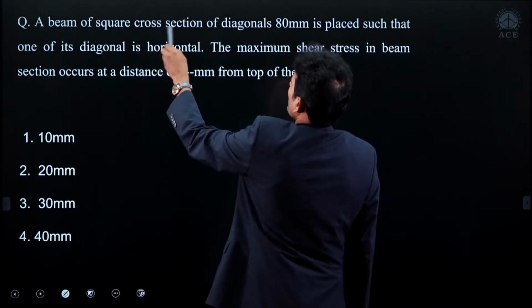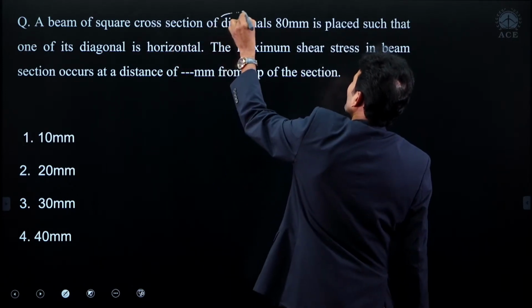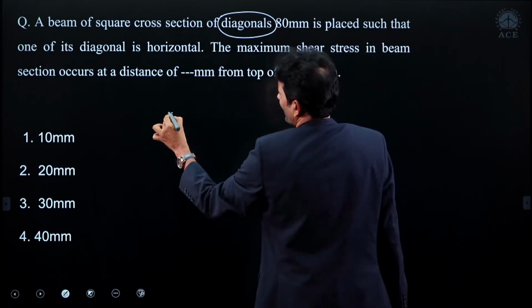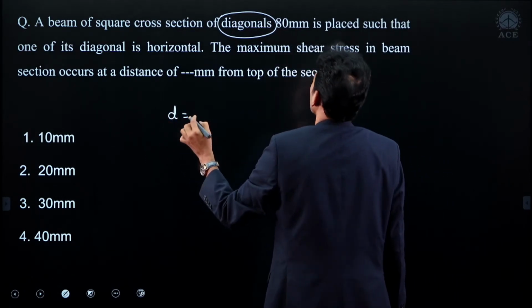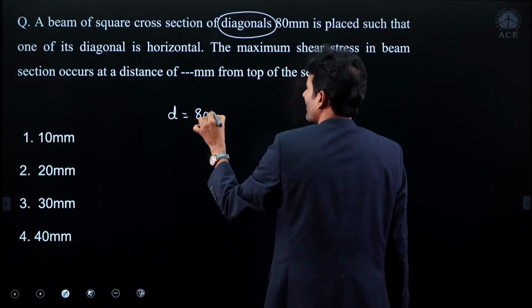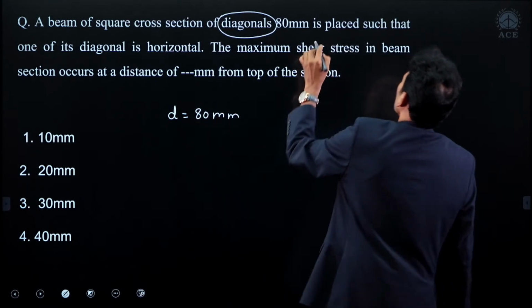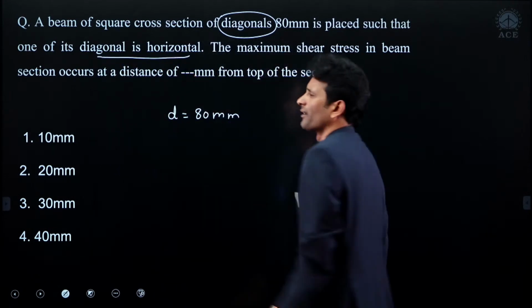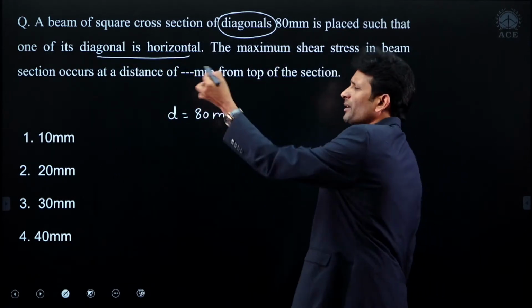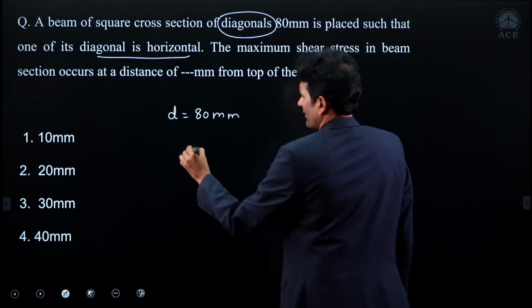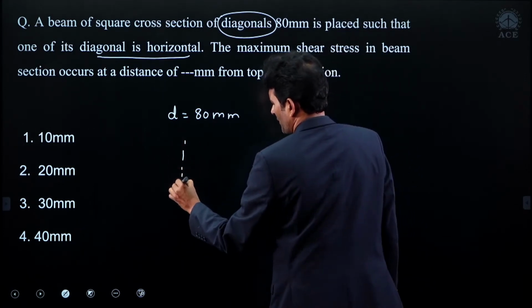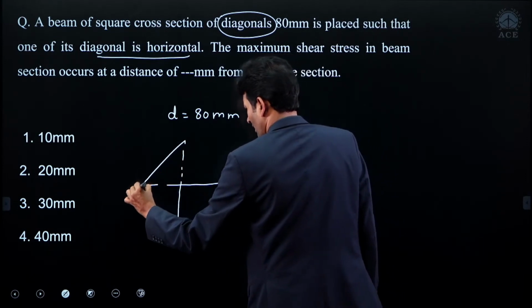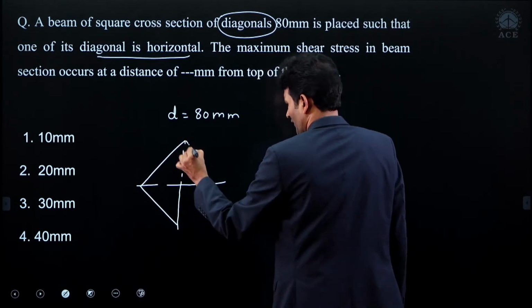A beam of square cross section of diagonal 80 millimeter. The diagonal of the beam is clearly mentioned. D refers to diagonal, 80 millimeters, and it is placed such that one of its diagonals is horizontal. Should I say it is nothing but a diamond shaped section? It is a standard case, a diamond shaped section, or rhombus.